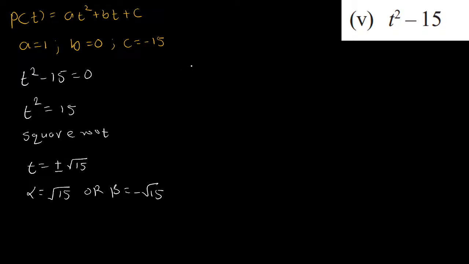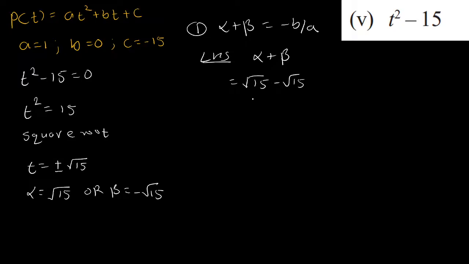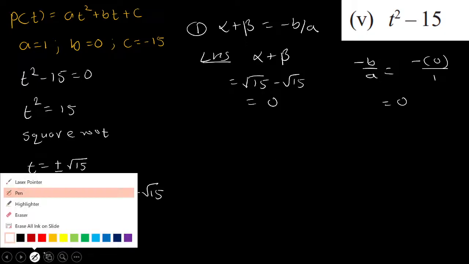Now let's compare it. So what we'll get? The first relation is alpha plus beta, that is minus b by a. So LHS part, alpha plus beta. So root 15 minus root 15 and answer is 0. So minus b by a minus of 0, a is 1, answer is 0. This is verified.